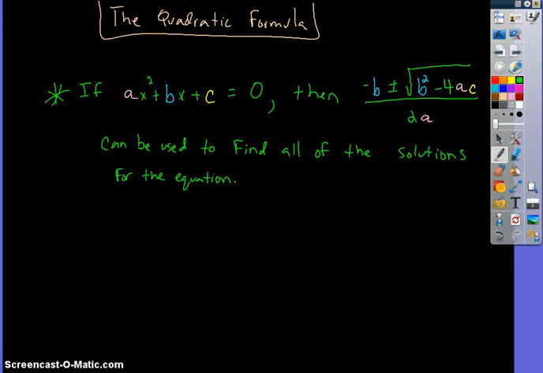All right, the quadratic formula, really one of the most important formulas in math, next to the Pythagorean theorem, because it's so useful in so many different situations. Basically, it is this. If ax squared plus bx plus c equals 0, most important, equals 0, then negative b plus or minus the square root of b squared subtract 4 times a times c, divided by 2 times a, can be used to find the solutions to the equation. Find all the solutions to the equation. This is the quadratic formula.